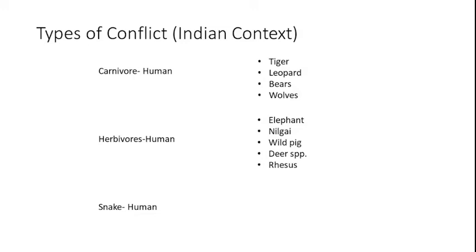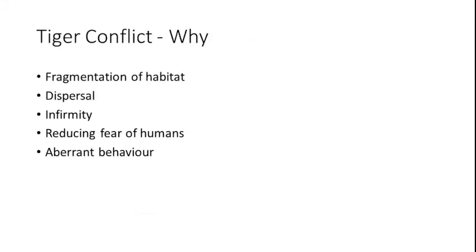Now, coming to conflict, and we're talking about carnivore conflict. Let's try and figure out why the conflict happens and what the predisposing factors of conflict are. Now, the primary reason we might target for tiger conflict is fragmentation of habitat. Tigers basically prefer large inviolate spaces. What happens when you fragment a habitat? The patch to edge ratio becomes highly skewed in favor of the edge, where edges are basically exposed to human populations. So the larger the edge, the higher the probability of conflict happening. We are seeing this, and I'll show you once we reach the case studies.